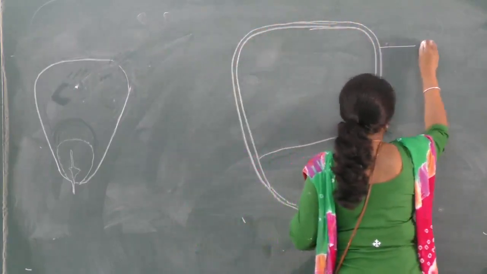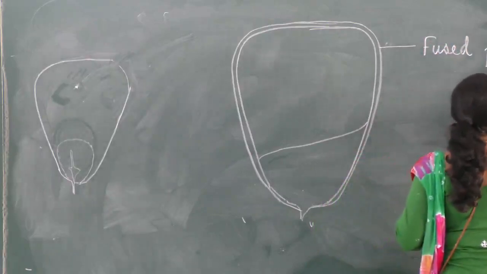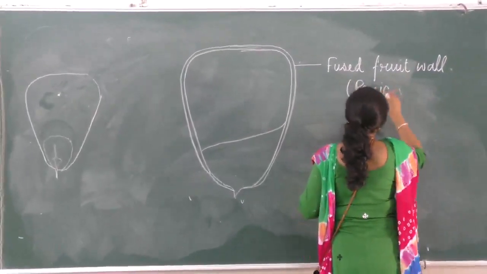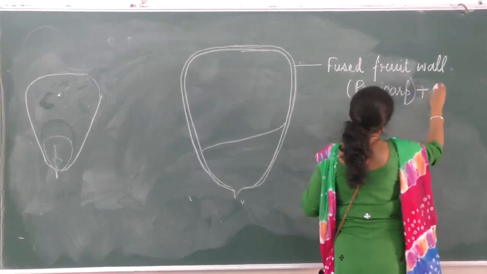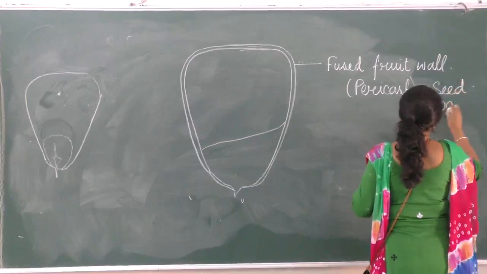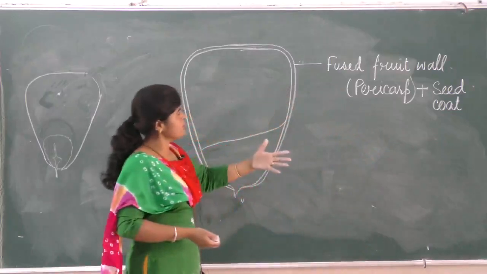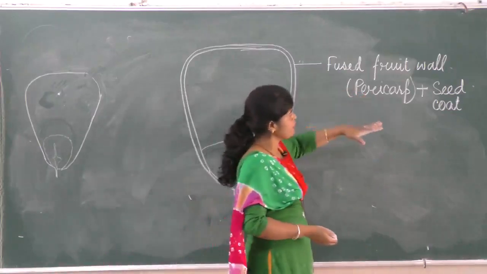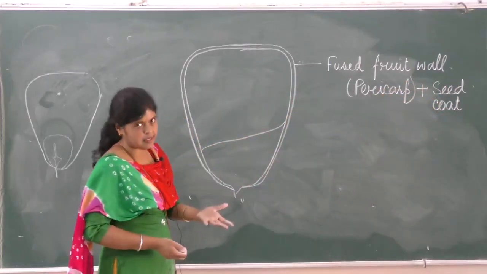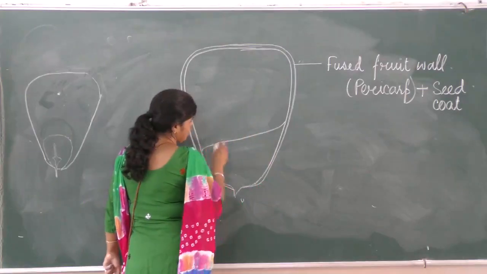This is the fused fruit wall. What term can I use for fruit wall? I can use pericarp. And the seed coat, the testa and tegmen. The epicarp, mesocarp and endocarp form the pericarp, fused. The seed coat, that means the testa and tegmen, are fused, and that forms it. That is why it is a grain. All right, this is the endosperm, the endosperm and the cotyledon.